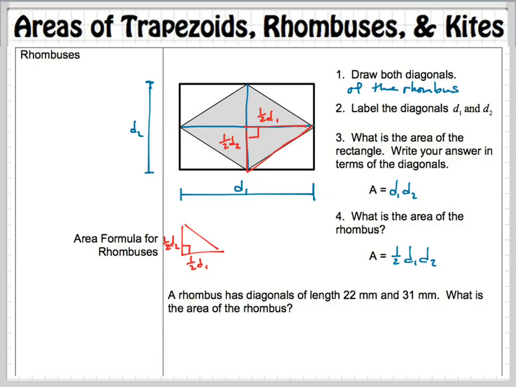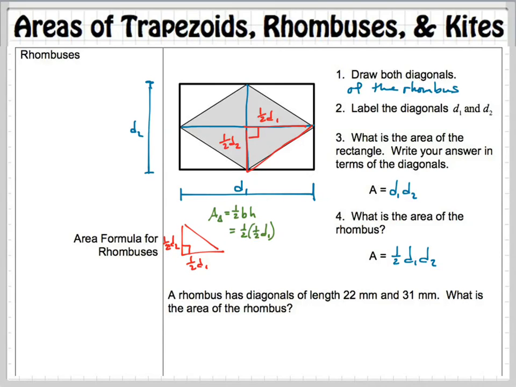How do you find the area of a triangle? No. The area of a triangle is 1/2 base times height. What's my base for this triangle right here? It's 1/2 D1. So I say equals 1/2 times 1/2 of D sub 1. And then what's my height?